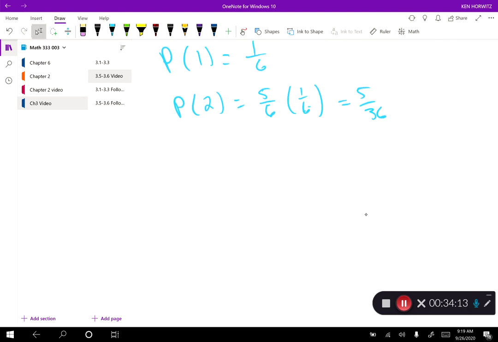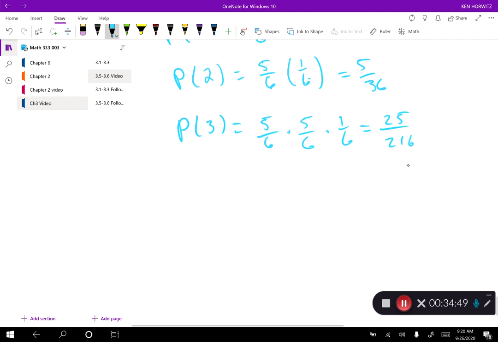Now here's where we start seeing a pattern. The probability on the third roll is going to be 5/6, because I failed on the first one, 5/6, I failed on the second one, but I hit it on the third one, 1/6, which would be 25 over, I think, 216.